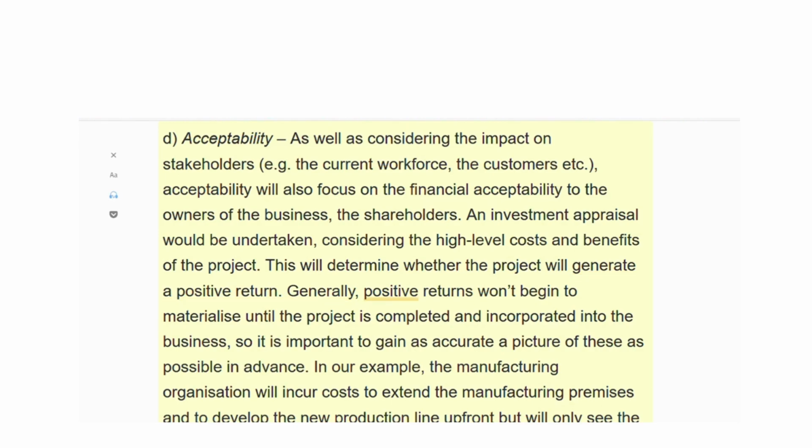Generally, positive returns won't begin to materialize until the project is completed and incorporated into the business, so it is important to gain as accurate a picture of these as possible in advance. In our example, the manufacturing organization will incur costs to extend the manufacturing premises and to develop the new production line up front, but will only see the benefits once the production line is in use.